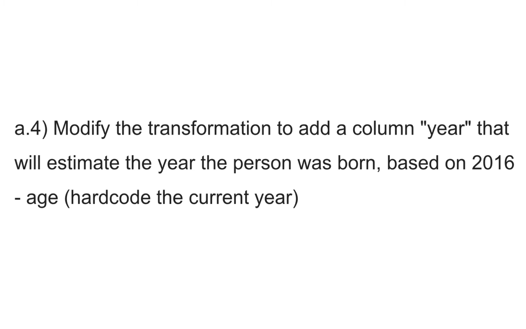So the exercise says, modify transformation to add a column year that will estimate the year the person was born based on 2016 minus age, and hard code the current year.